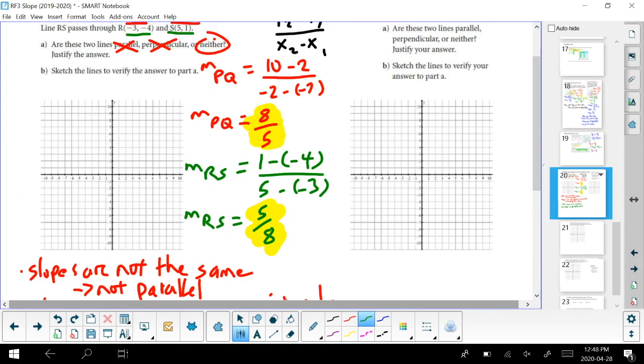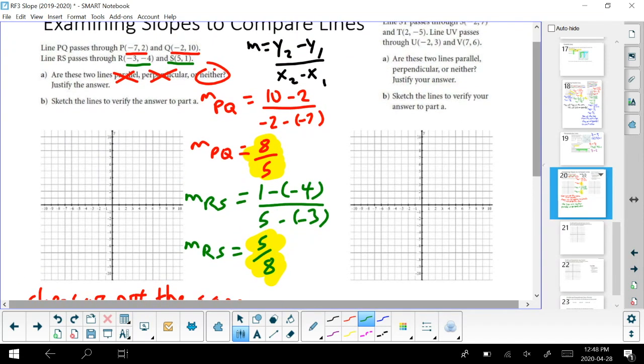Let's sketch the lines to verify our answers. We're going to do that first by plotting PQ and then RS, and then we'll draw a line through each set of points.